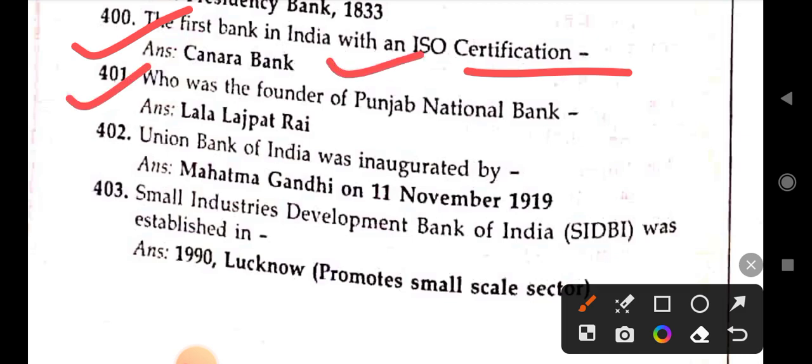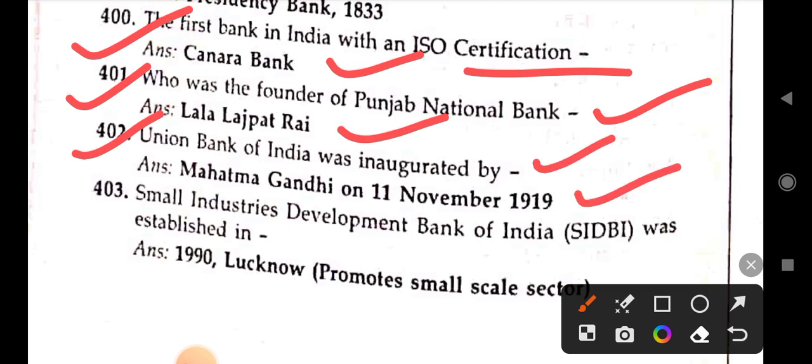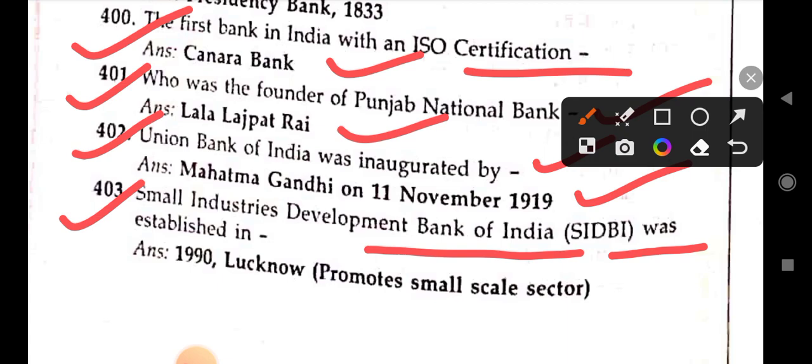Who was the founder of Punjab National Bank? Lala Lajpat Rai. Union Bank of India was inaugurated by Mahatma Gandhi on 11th November 1919. Small Industries Development Bank of India (SIDBI) was established in 1990, Lucknow, to promote the small scale sector.